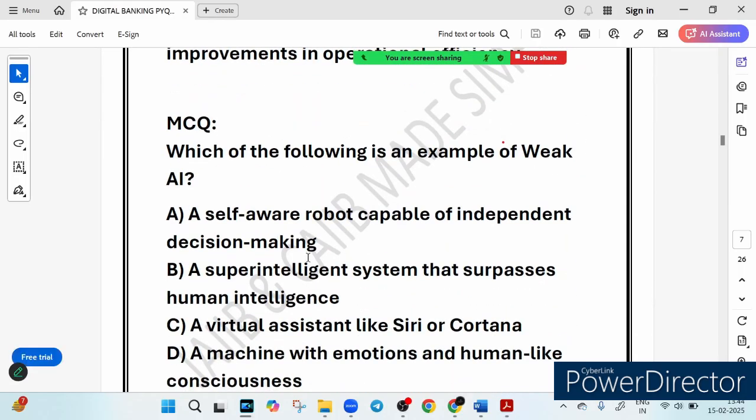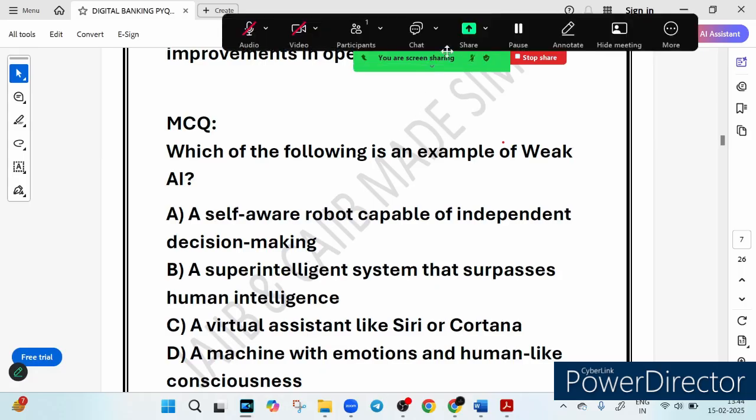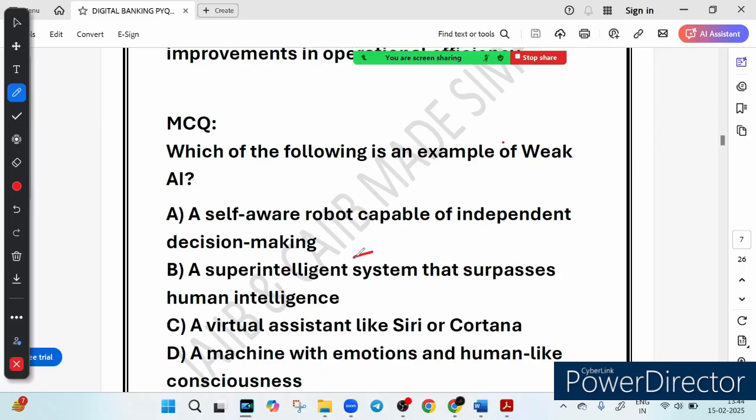Which of the following is an example of weak AI? Right, very nice question it is. Which of the following is an example of weak AI? Let's analyze each option one by one. Option A says a self-aware robot capable of independent decision making.